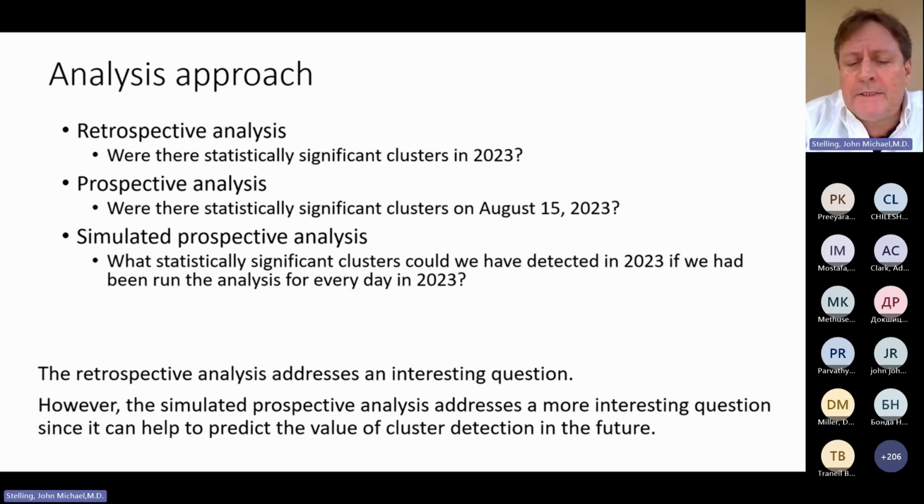The retrospective analysis is an interesting question. Did we have any outbreaks last year? But the simulated prospective analysis is a more interesting question because it helps you to predict what you would like to see in the future. If I look for outbreaks every single day going forward, that is interesting for me in terms of my responsibility as an infection control person in a hospital setting or at a national level for national outbreak response. Okay? And I can do that using the historical data.